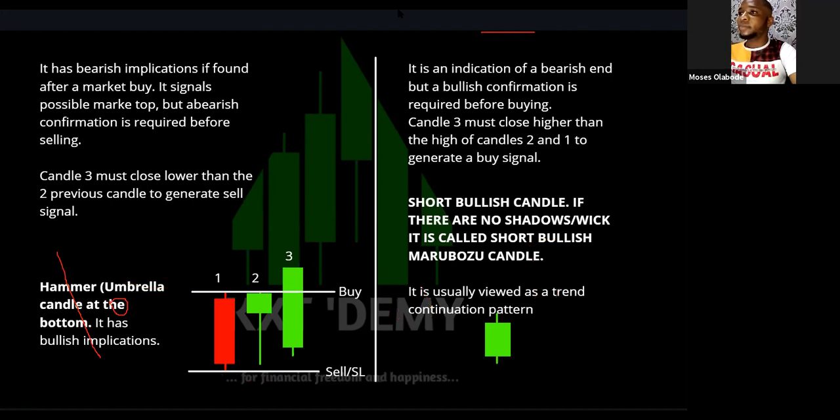So let me erase all of this. Okay. So we have the short bullish candle. You might have seen a tiny candle like that, although it's rare. It's more like a rare breed of candle, but then it actually appears. So the short bullish candle, if there are no shadows or wicks, is called a short bullish Mariposa candle. Okay. It is usually viewed as a trend continuation pattern.